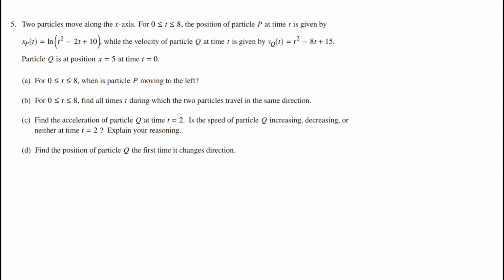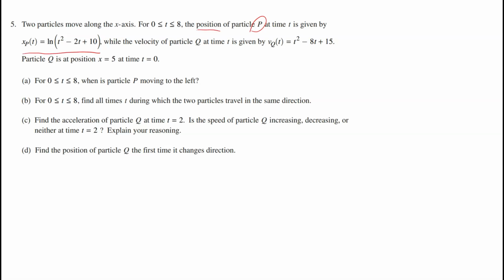Okay, so this is from the 2017 test. This is their number 5, which is a non-calculator question. Two particles move along the x-axis. Between 0 and 8, let's think of that t as time. Between 0 and 8, the position of particle P at a given time is denoted by this.